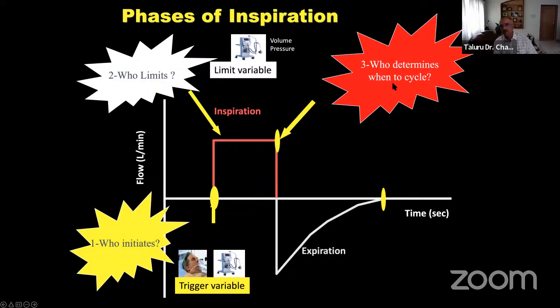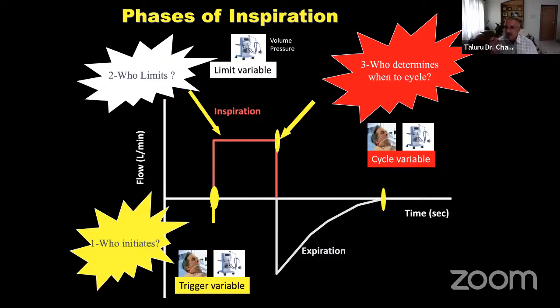So who determines the cycling? Again, two components, either the ventilator or the patient. When it is the ventilator, it is with the elapse of time. Even though we say volume limited or pressure limited, once the inspiratory time is done, it cycles from inspiration to expiration. There is only one mode where the patient can cycle on their own, and that mode is pressure support mode. And it is flow cycling. I'll teach you how it is.